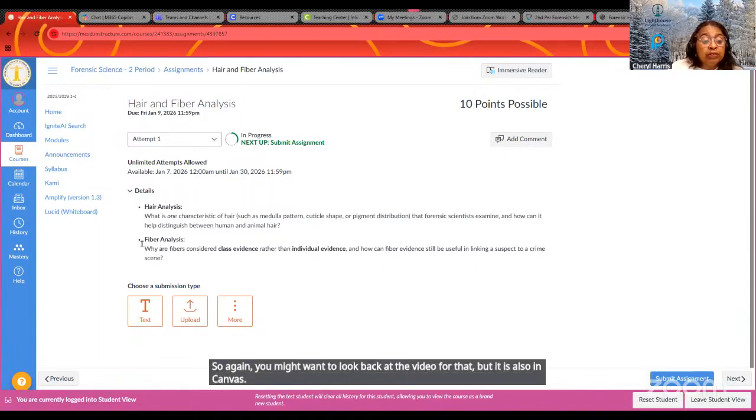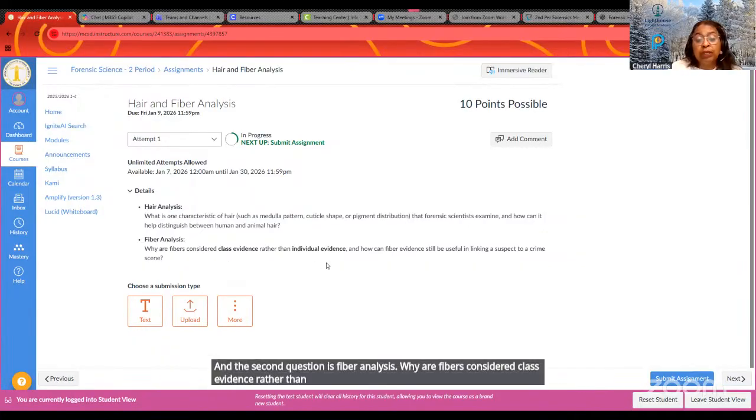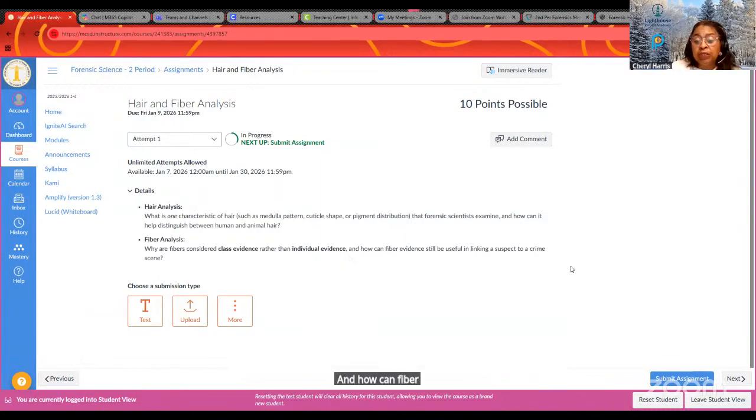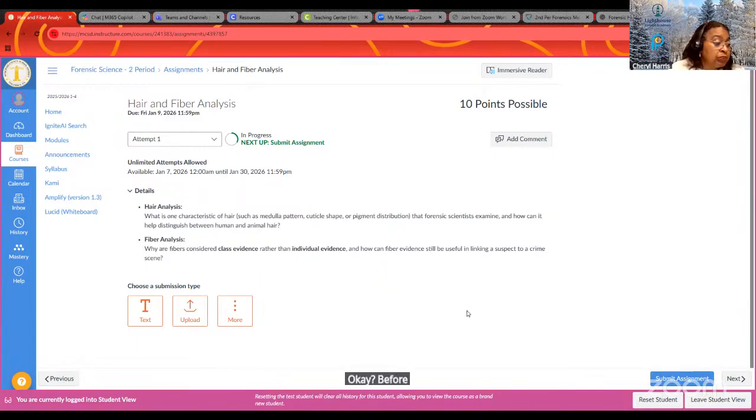And the second question is fiber analysis. Why are fibers considered class evidence rather than individual evidence? And how can fiber evidence still be useful in linking the suspect to the crime? All right, so again, you might need to go back and revisit the difference between class evidence and individual evidence before you can answer those two questions.